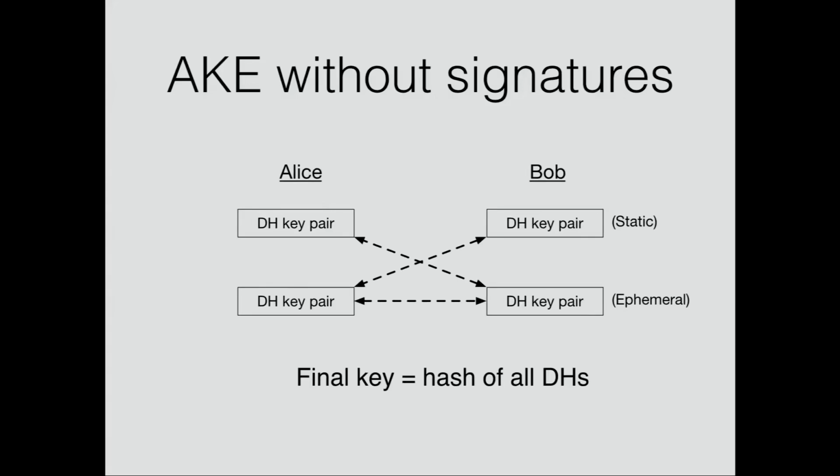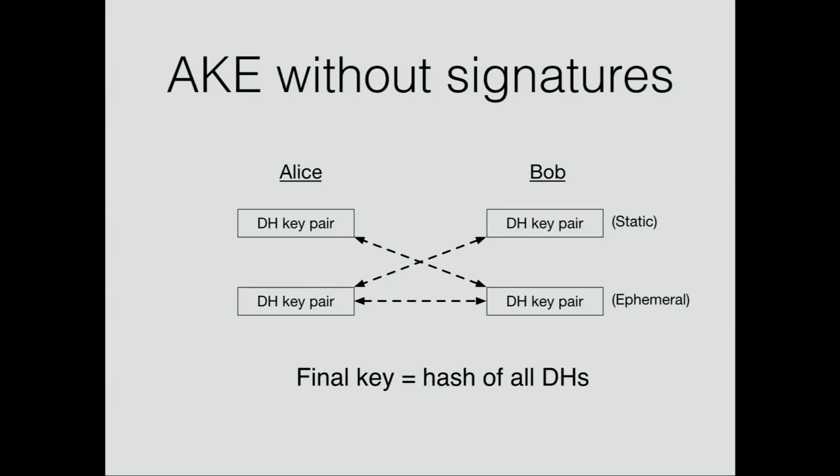So the way we can do that is we can say, well, these long-lived key pairs that people have, we'll call them static key pairs, are going to be Diffie-Hellman key pairs instead of signature key pairs. And each party is going to, in addition to doing an ephemeral-to-ephemeral DH for forward secrecy, do an ephemeral DH to the other party's static key for authentication, and then hash all these DHs together to get a final key.